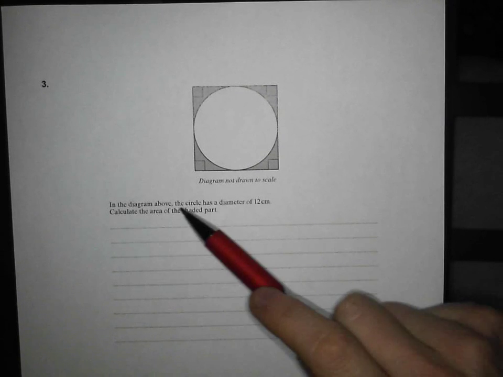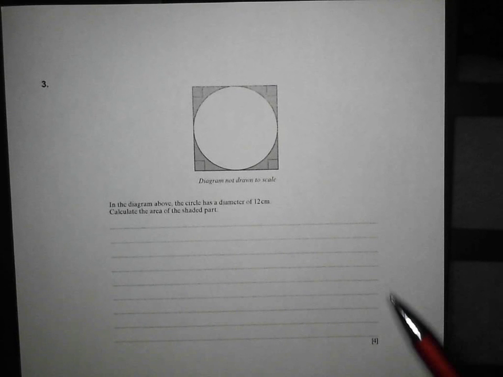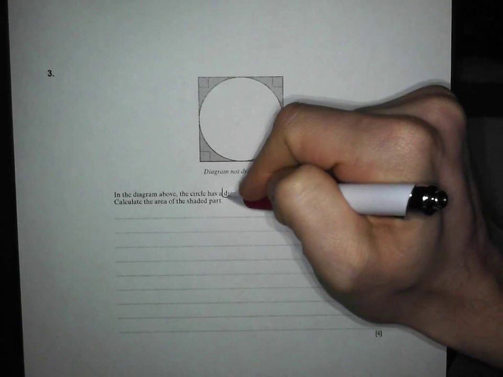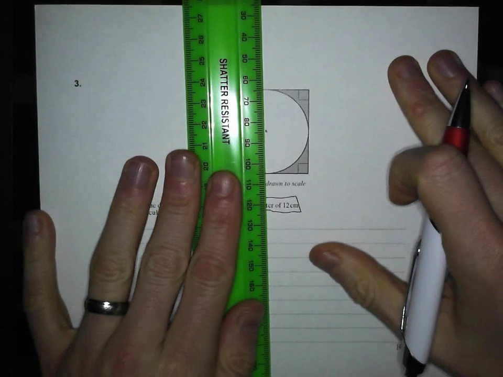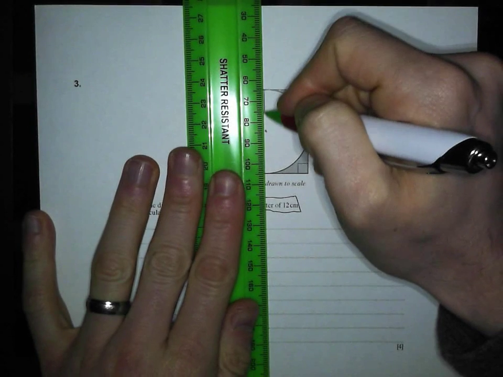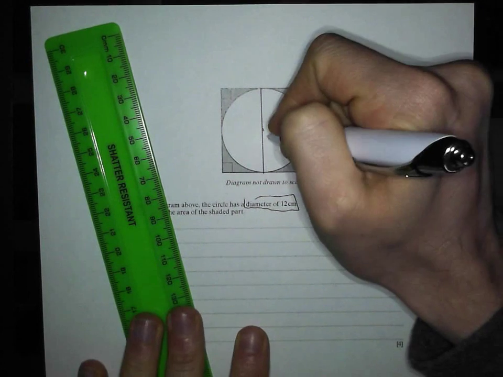Right, what's going on here? In the diagram above, the circle has a diameter of 12 centimetres. Calculate the area of the shaded part. A classic GCSE style question. Right, diameter of 12. Now the diameter of a circle is this bit here. It is a straight line that goes right through the centre of the circle. So that bit there is 12.